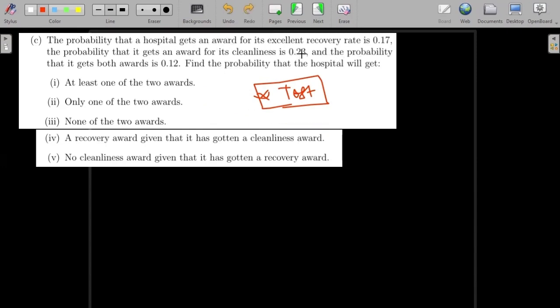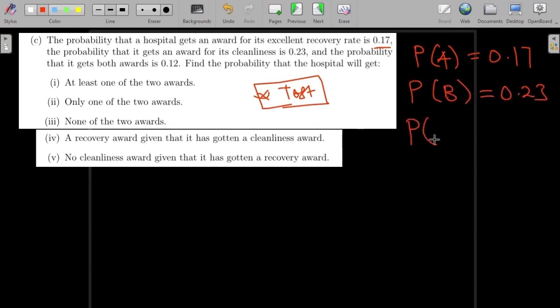First of all, let's label these events. The event that the hospital gets the recovery rate award has probability 0.17. So we're going to say that is the probability of A, 0.17. And the probability that they get an award for cleanliness, we're going to label as the event B, equal to 0.23. And the probability that they get both the cleanliness and the excellent recovery rate will be A intersection B, which will be equal to 0.12. So from there, now we can start answering the question.